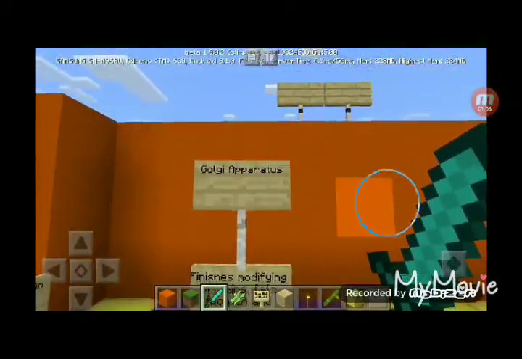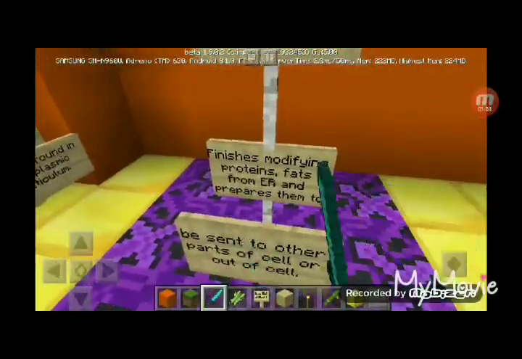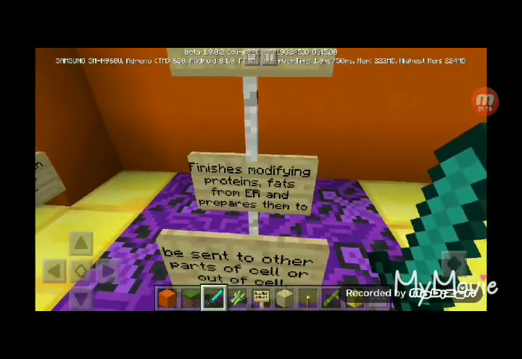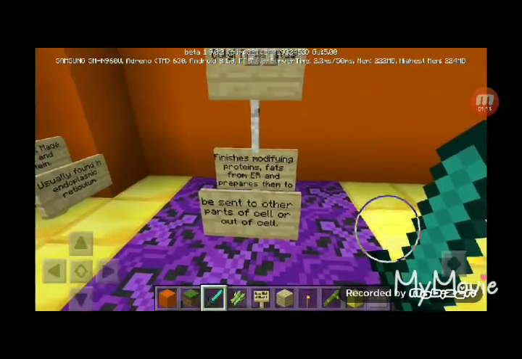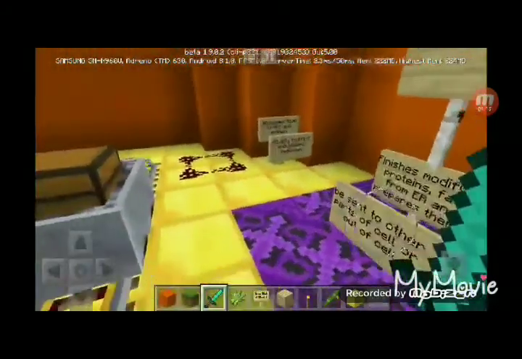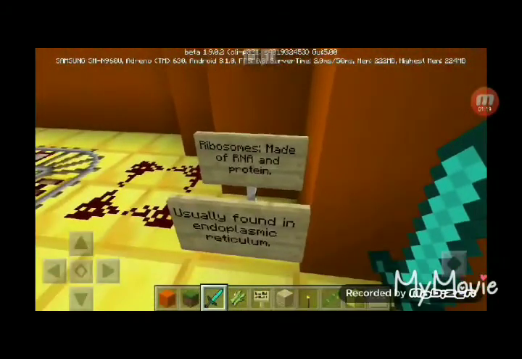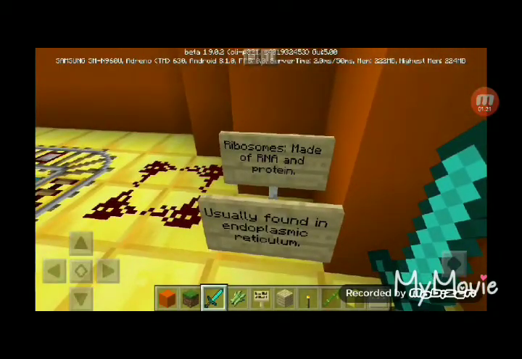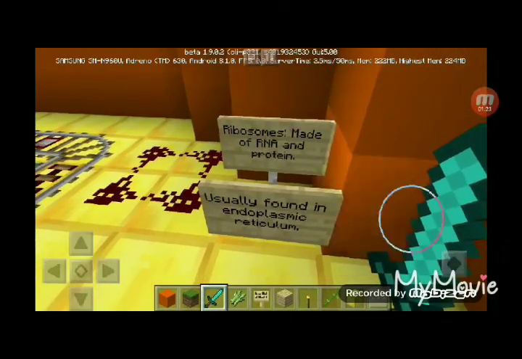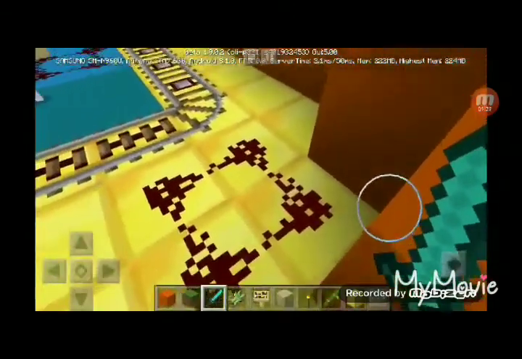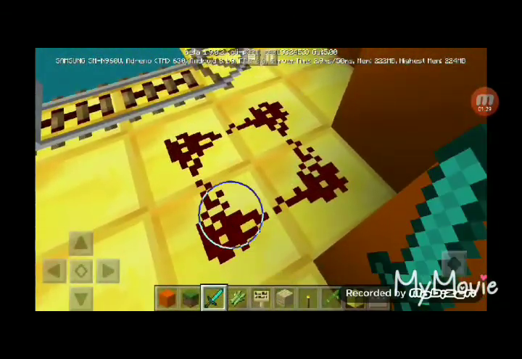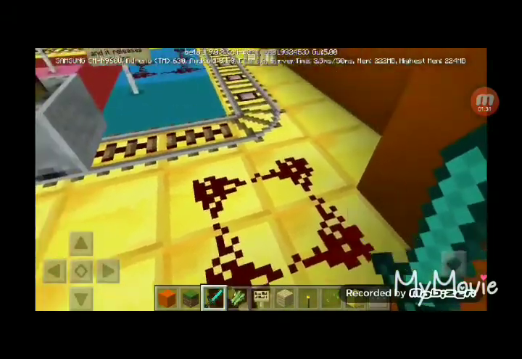And I'm going to start with the Golgi apparatus. It finishes modifying proteins and fats from the ER and prepares them to be sent to other parts of the cell or out of the cell. And next to it, we have the ribosomes. They are made of RNA and protein, usually found in the endoplasmic reticulum. This red stuff is the ribosomes, just saying.